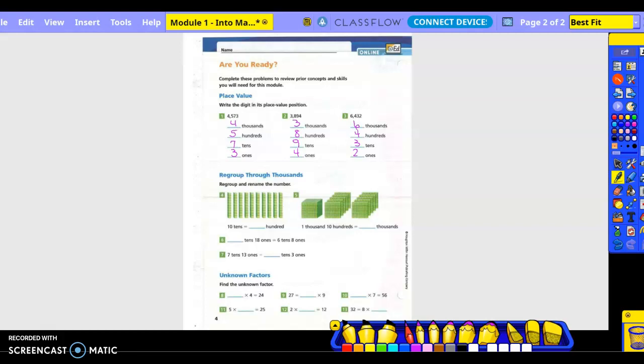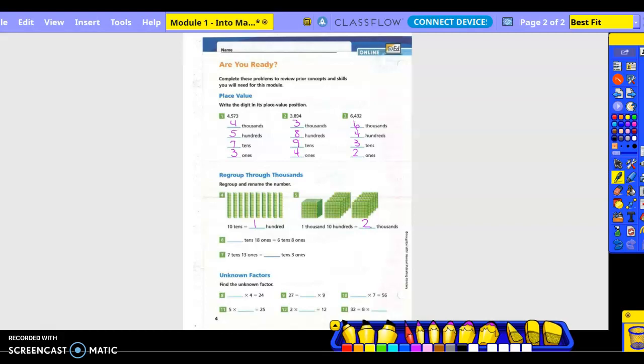So we have 10, which equals what? 100. We have 1,000 and 10 hundreds, so that equals 2,000. Okay. Blank tens, 18 ones.